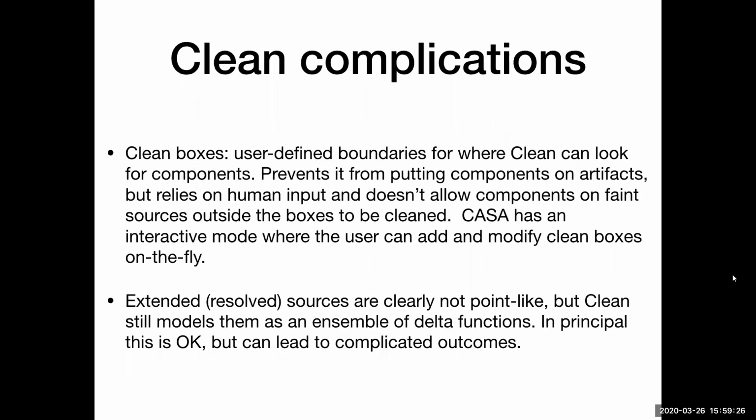And so in terms of adding additional complexity to the algorithm, one additional way of running clean is the use of clean boxes. These are user-defined regions or boundaries in the image where we say, okay, clean can look for peaks inside these clean boxes, but not outside of them. This is good if you can put a clean box around a source that excludes the artifacts around it. Then you know that you're only putting clean components on the actual source, but not on the spurious detections.